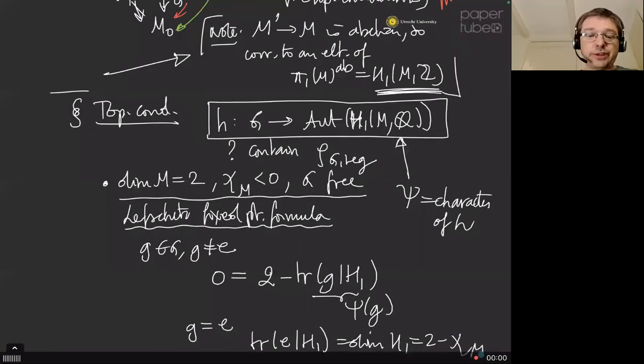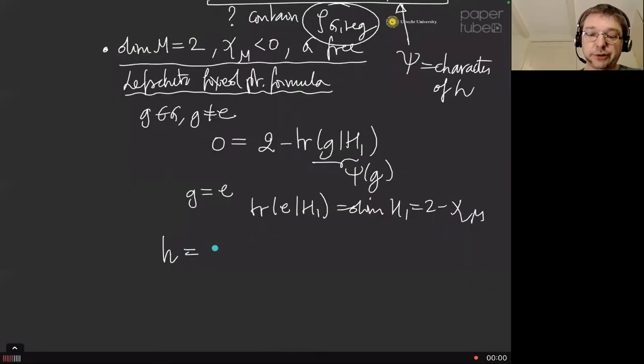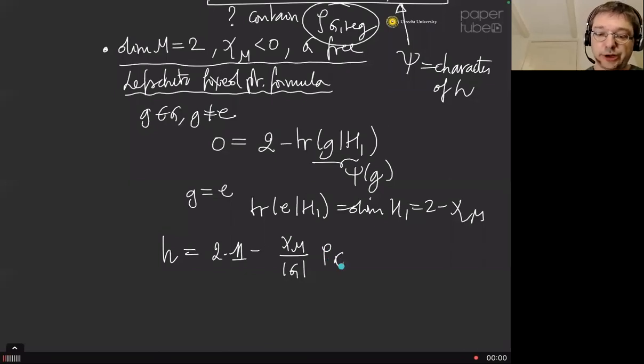So if you plug everything together and you use that character as determined representations, you can also do the character of the regular representation, which you know very well. And if we put this all together, you see that as a representation, this is twice the trivial representation minus the Euler characteristic over the order of the group times the regular representation. And maybe this is cute to contemplate briefly.